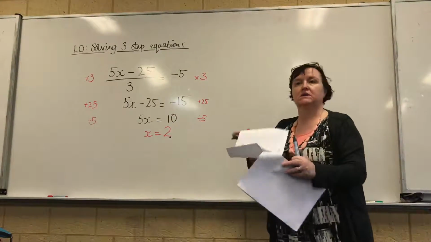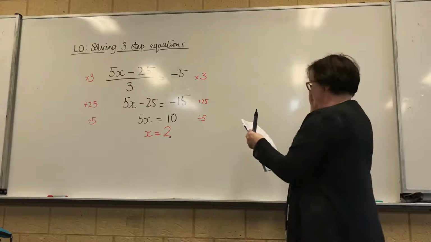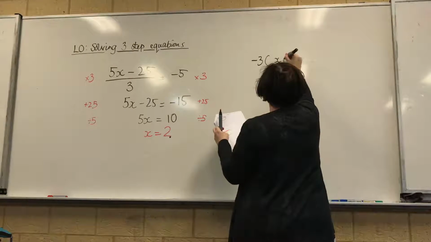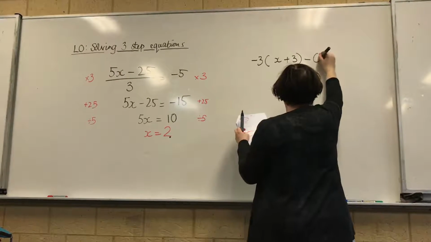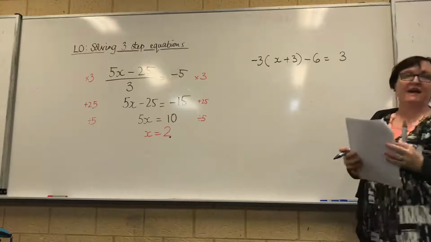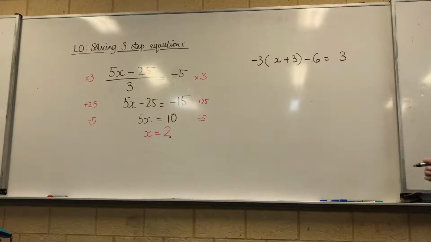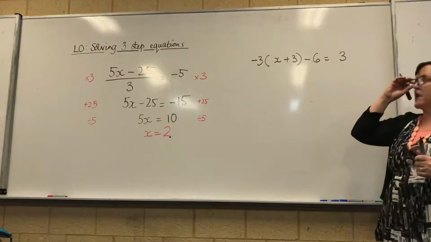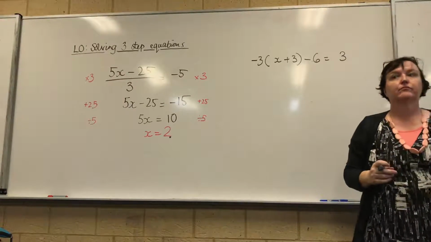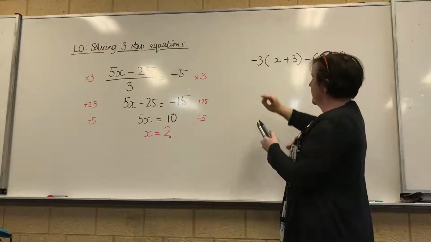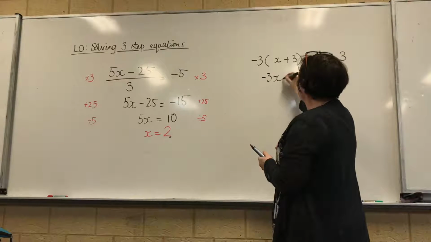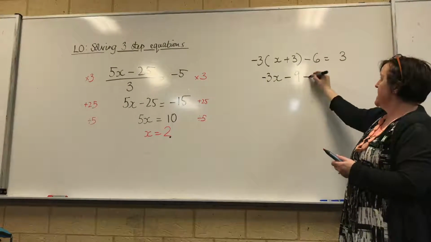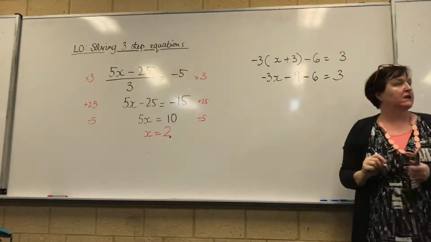Can I have some thumbs? Excellent, okay, great. This one then, let's have a look at this. So, this one is a distributive one, but there's some negatives again. Okay, so negative 3 outside of x plus 3, take 6 equals 3. So, what do I do first? Expand the bracket. Okay, so negative 3x, take 9, because negative 3 times positive 3 is negative 9, take 6 equals 3.